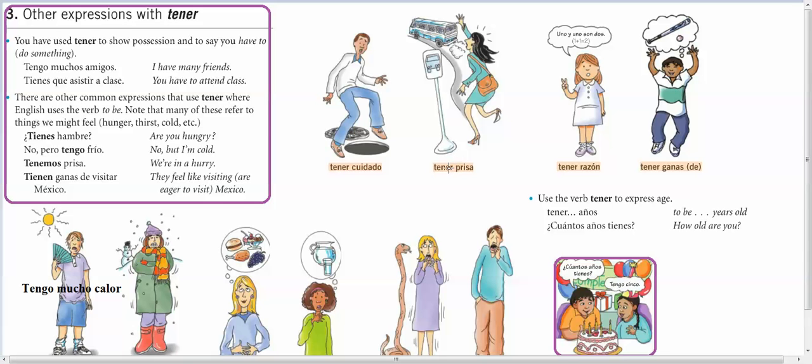Okay, tener prisa. Our class starts at 8 o'clock and it's 7:55. Ella tiene mucha prisa. She wants to get there on time, so she's in a hurry. So tener prisa is to be in a hurry. Tener cuidado is to be careful.